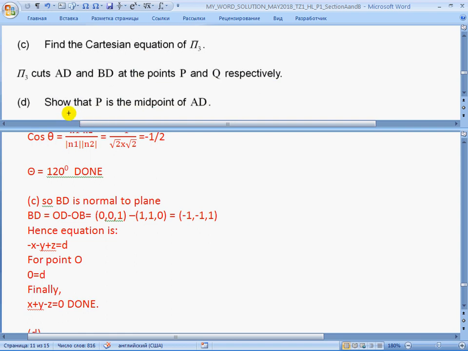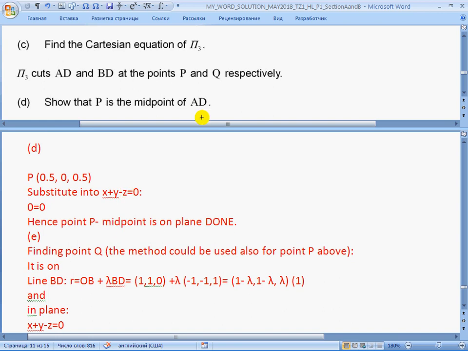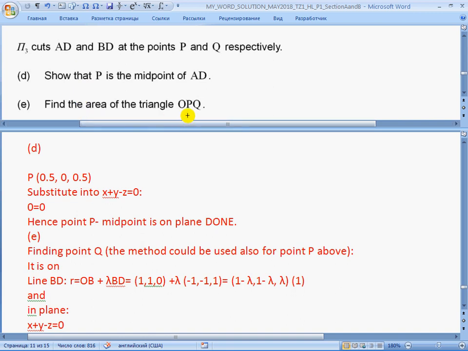P3 cuts AD and BD in points P and Q. Show that P is the midpoint of AD. So this is our plane P3, and point P is the midpoint of AD. If you look at the picture, you will realize its coordinates. Because it is on the plane, it should satisfy the plane equation. So we substitute and we get 0 equals 0. So point P is the midpoint and is on the plane. So this is done.